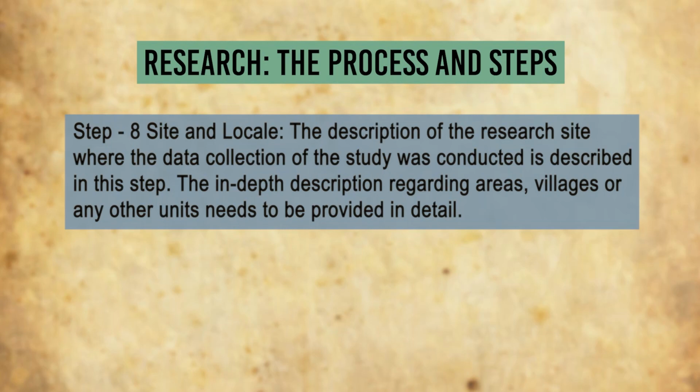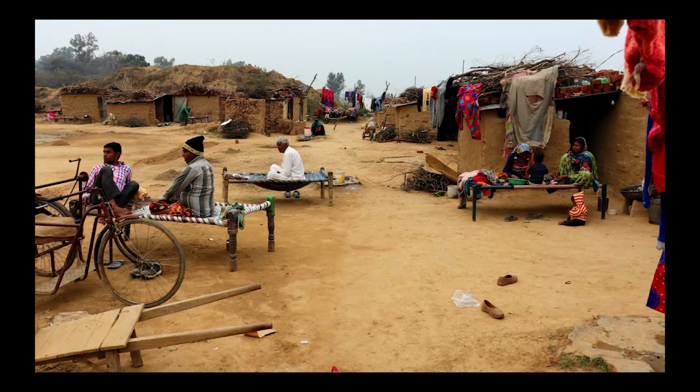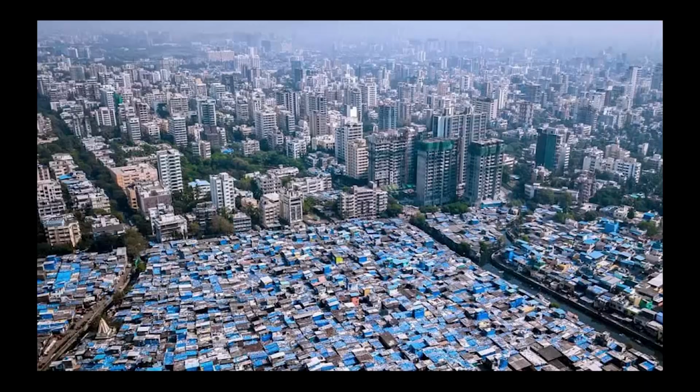Step 8 is the site and the locale. We have to understand where we are going to collect the data from, or where we are going to conduct or run the studies. That is our site. We'll have to understand whether the research will be conducted in a city or in a village. If it is in a rural setting, which villages will be taken? If it is in a city, what part of the city will be taken? Will it take data from all parts of the city? Will it justify the complete city or not?